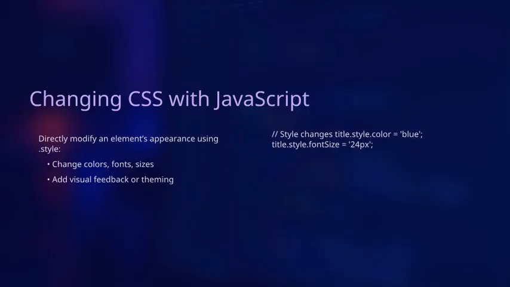Changing CSS with JavaScript allows for dynamic visual adjustments. Use the .style property to directly modify an element's appearance. Key modifications include changing colors, fonts, and sizes. Adding visual feedback or theming enhances user experience. Example code: title.style.color = 'blue', title.style.fontSize = '24px'.